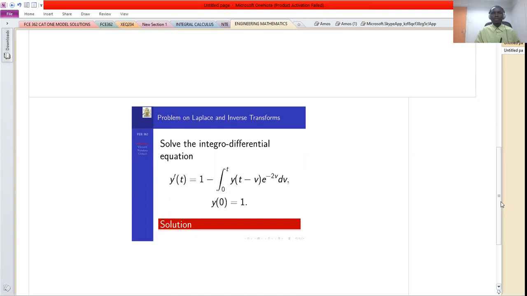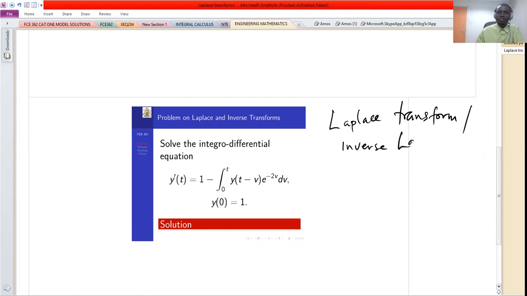We are expected to solve the integral differential equation given by dy/dt equals 1 minus the integral from 0 to t of y(t minus v) e raised to the power minus 2v dv, and the initial condition is y(0) equals 1. So this is a problem that tests the application of Laplace transform and inverse Laplace transform, to solve a problem with the help of the convolution theorem.